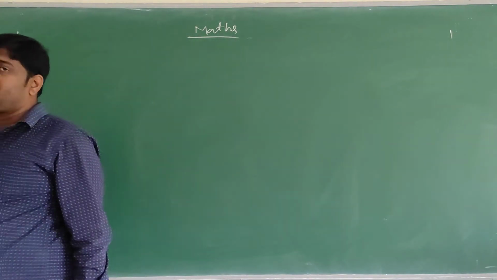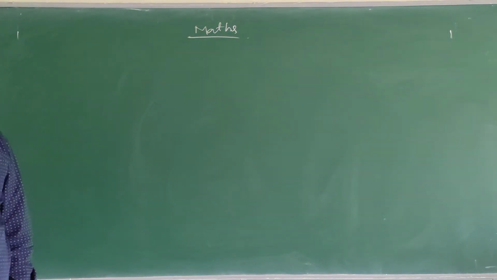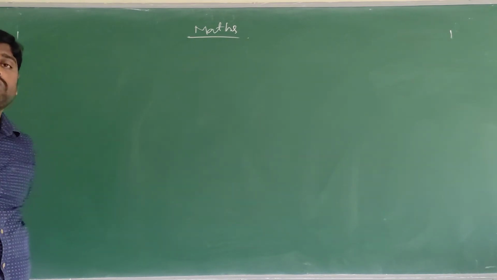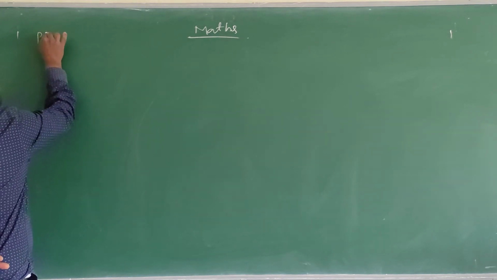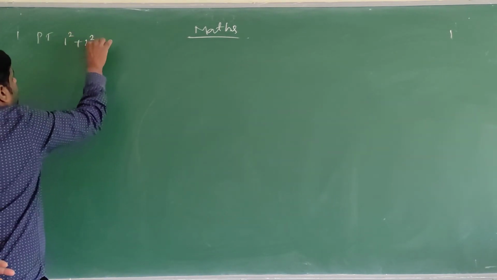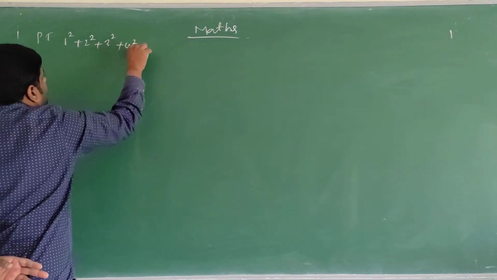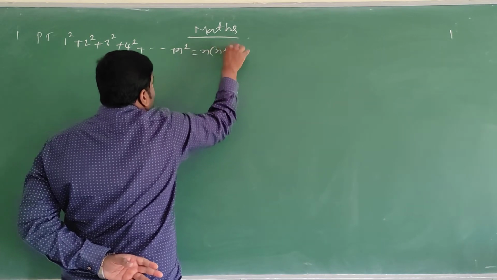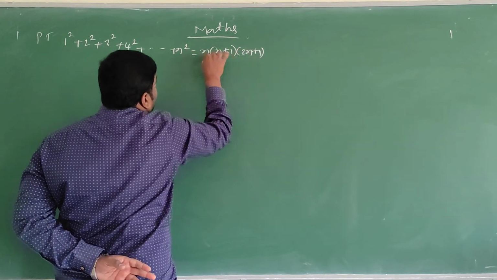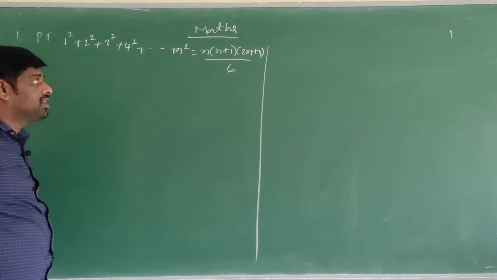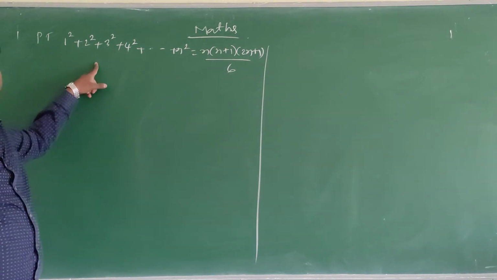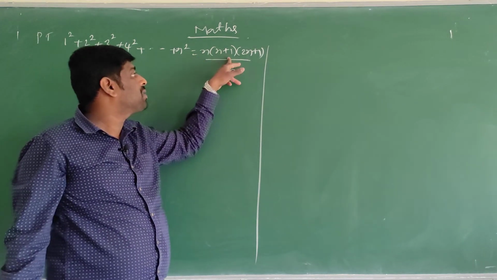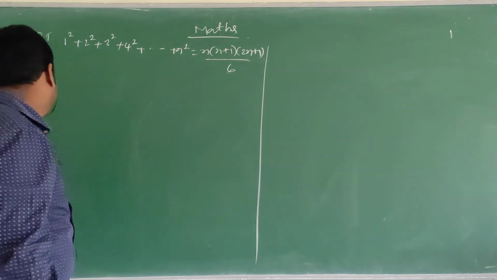Yesterday I discussed 1 plus 2 plus 3 plus ... plus n is equal to n into n plus 1 divided by 2. Now the second one, a short question: prove that 1 square plus 2 square plus 3 square plus 4 square plus ... plus n square is equal to n into n plus 1 into 2n plus 1 divided by 6.